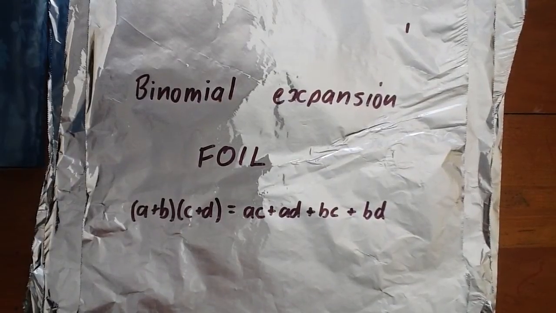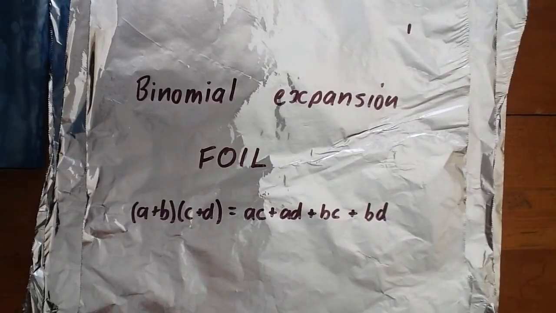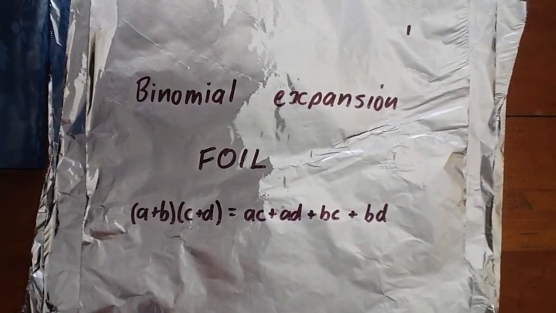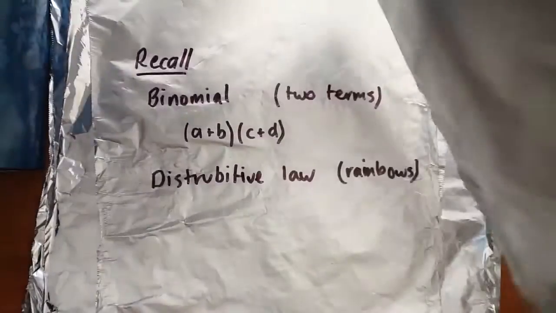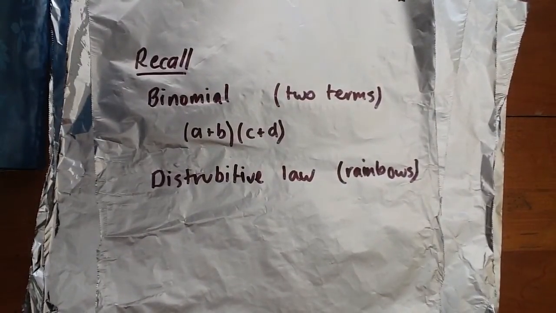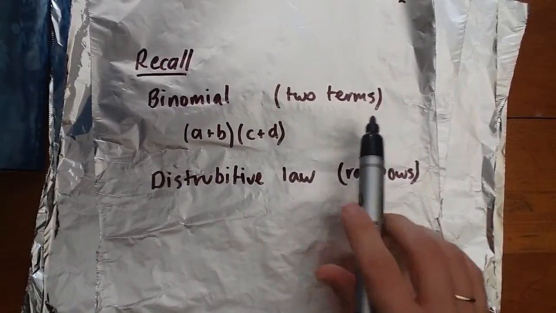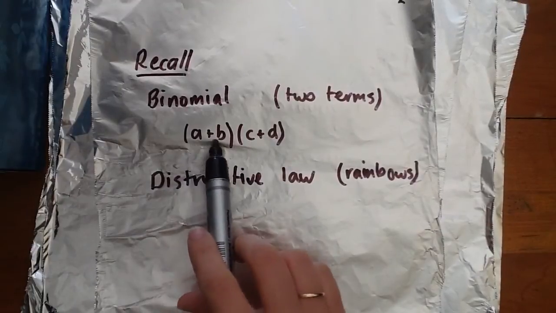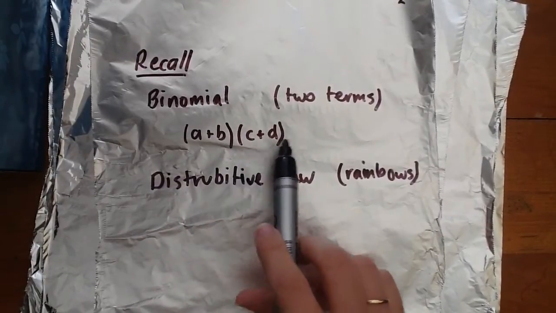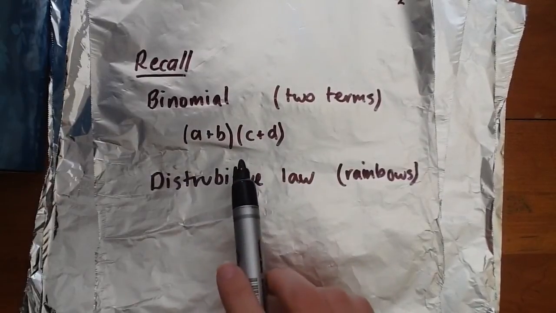This video explores the expansion of binomial factors, which we often refer to as FOIL. The things that we need to remember when we're looking at this sort of stuff is what binomial means, and that is that it means two terms. So the expression (a + b)(c + d) is a product of two binomials.